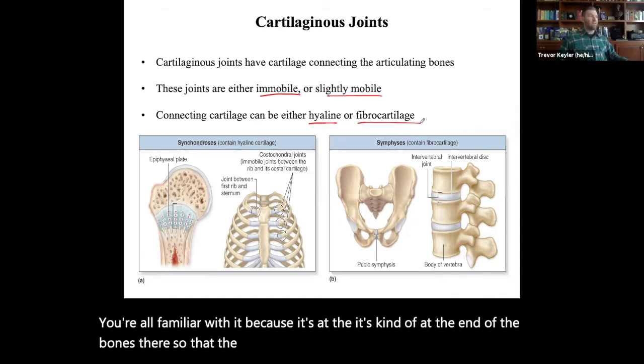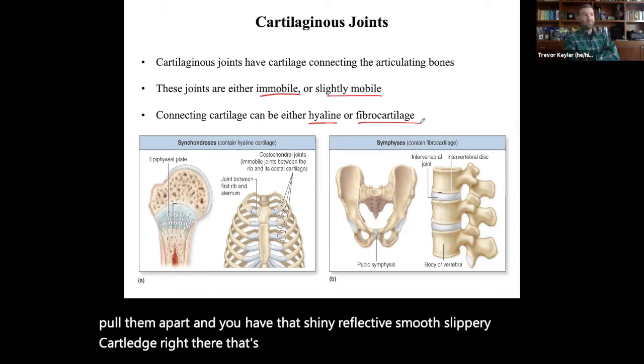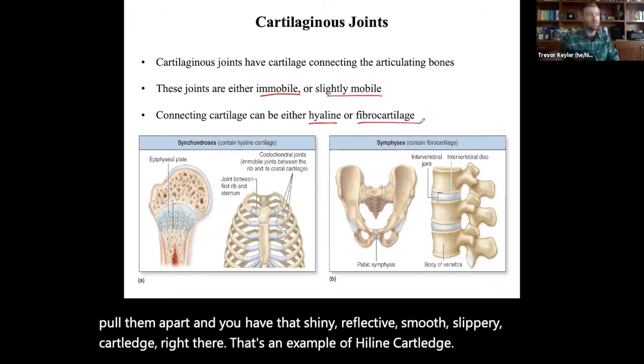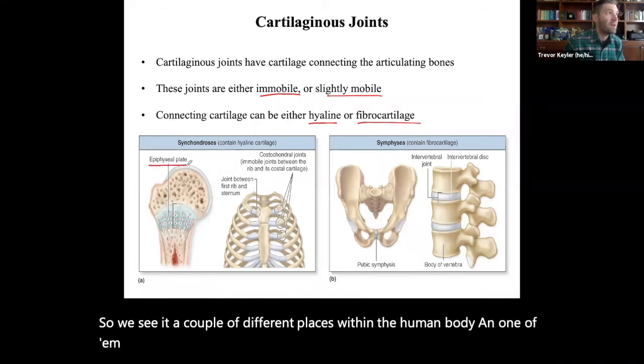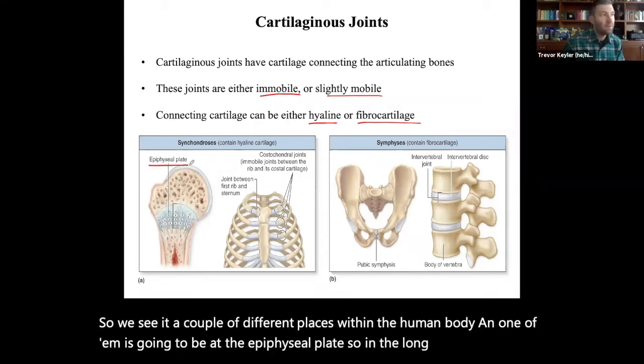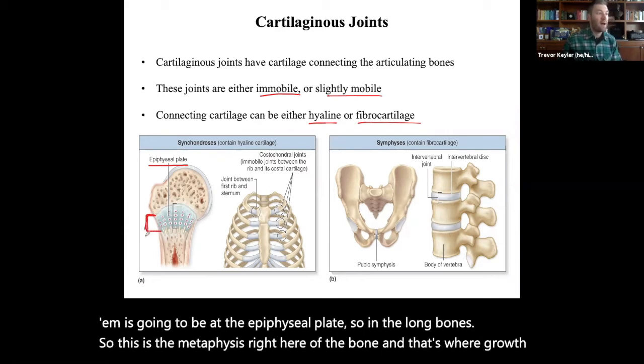If you've ever had chicken wings and you pull them apart and you have that shiny, reflective, smooth, slippery cartilage right there, that's an example of hyaline cartilage. So we see it a couple of different places within the human body. And one of them is going to be at the epiphyseal plate, so in the long bones. So this is the metaphysis right here of the bone, and that's where growth occurs. And we have hyaline there.